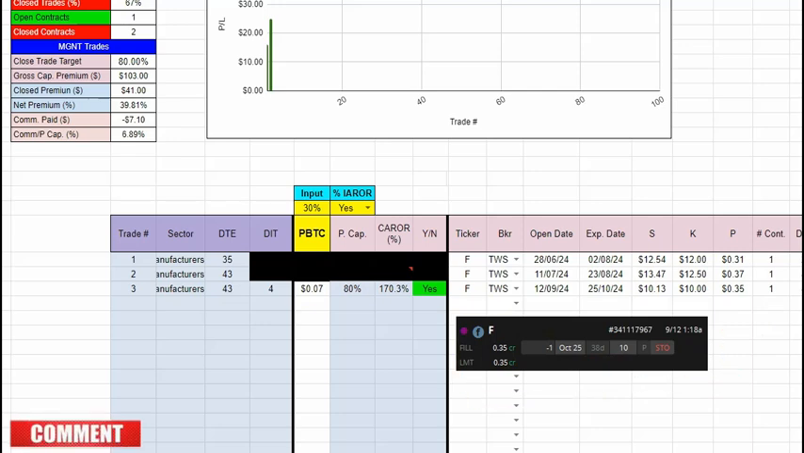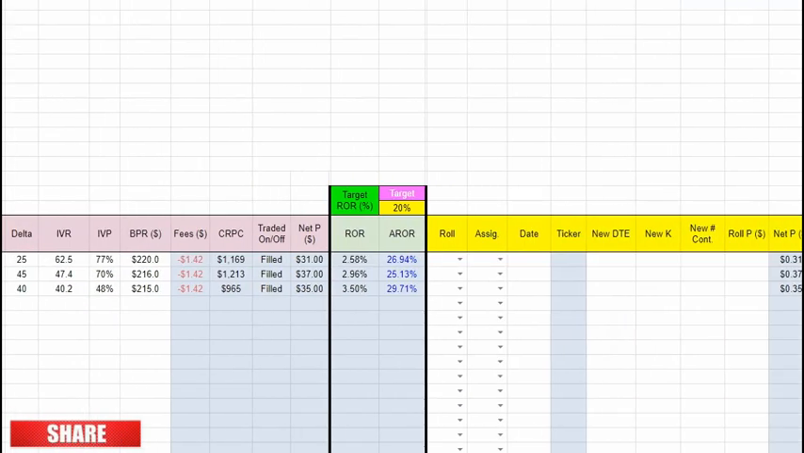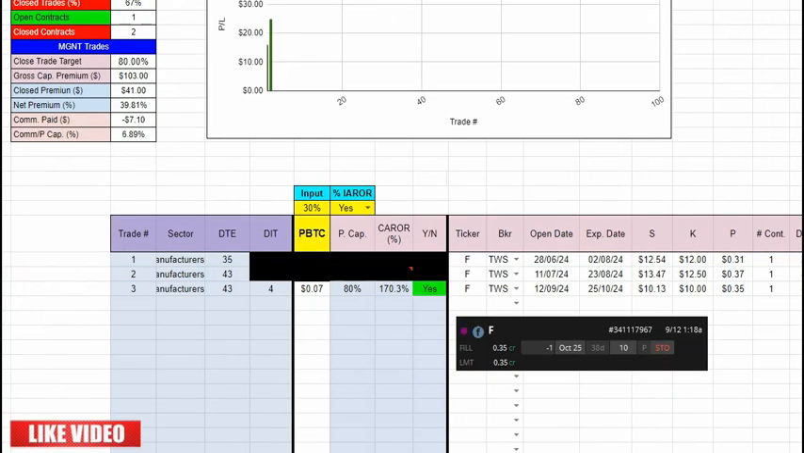Very simple. So this comes from TastyWorks. So when I open the trade, as you guys can see here, we calculate that we are going to get 29.7% annualized. Remember, this is taking into consideration this 43 DTE, okay? By now, 4 days in the trade. That's what this means, okay?